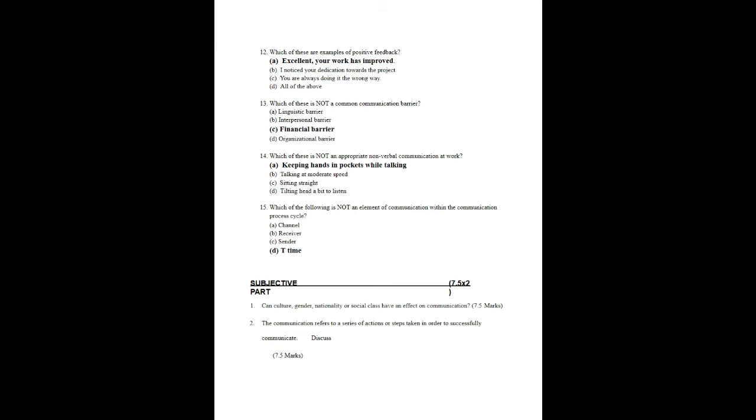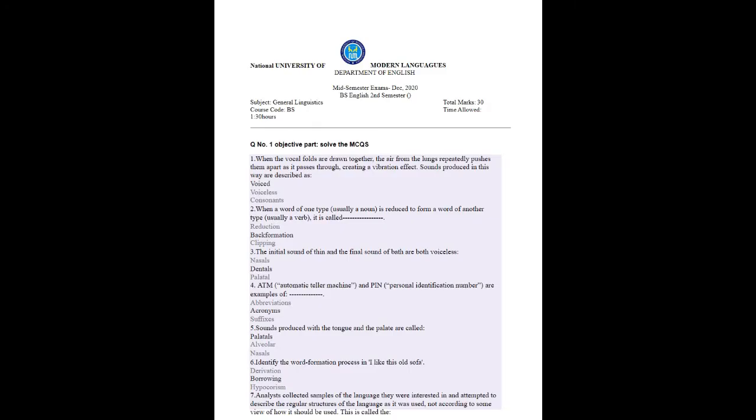Now the subjective part, it contains two questions. Question number 1, can culture, gender, nationality or social class have an effect on communication? And second question is, the communication refers to a series of actions or steps taken in order to successfully communicate. You have to discuss. So now this is the second paper.